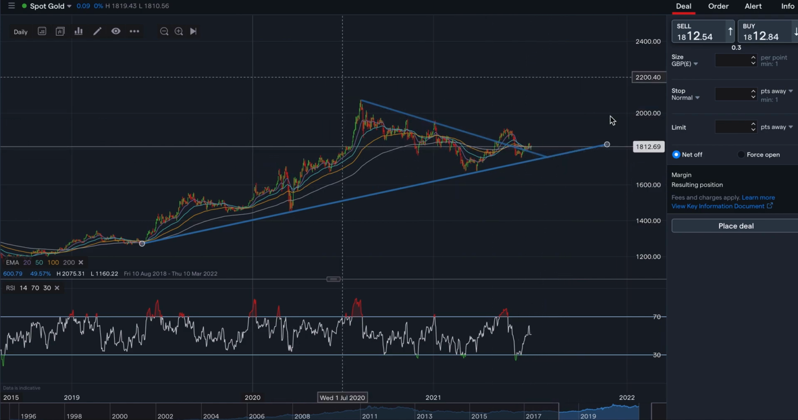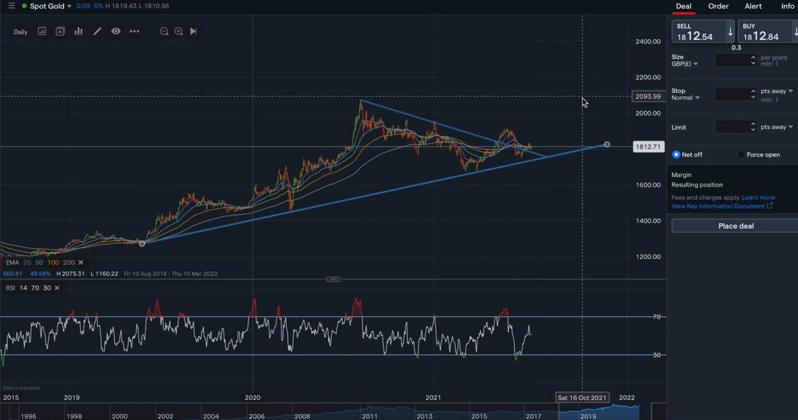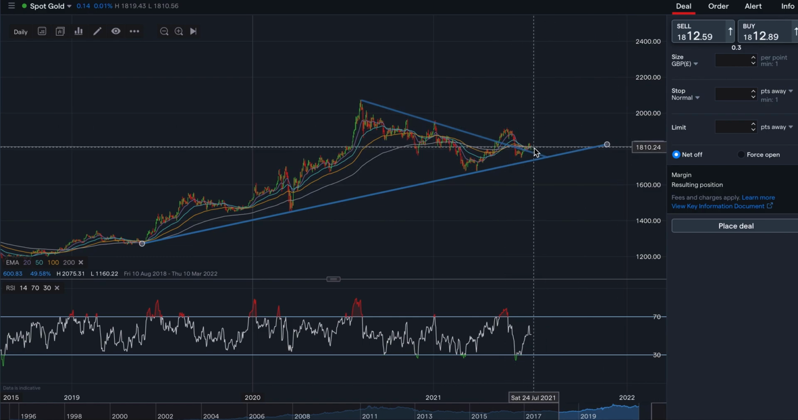Overall, I would still be net bullish, and at some point, I do think that we will get back to those highs, maybe this back end of this year or quarter one of 2022. That is what I'd be looking for. But currently, if we do fall, I would be a buy on the dips.